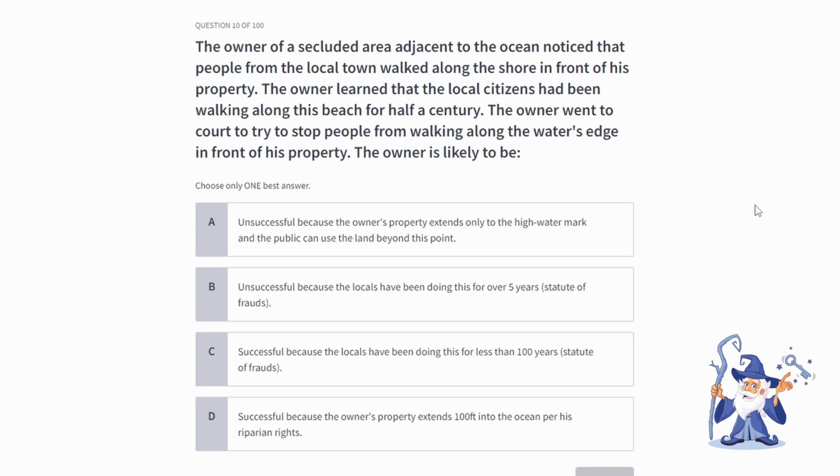A, unsuccessful because the owner's property extends only to the high water mark and the public can use the land beyond this point. B, unsuccessful because the locals have been doing this for over 5 years, in parentheses, statute of frauds. C, successful because the locals have been doing this for less than 100 years, in parentheses, statute of frauds. And then D, successful because the owner's property extends 100 feet into the ocean per his riparian rights. So that one was a bit of a mouthful there, but hopefully you guys get this one and come up with the answer. So go ahead and think it over right now.